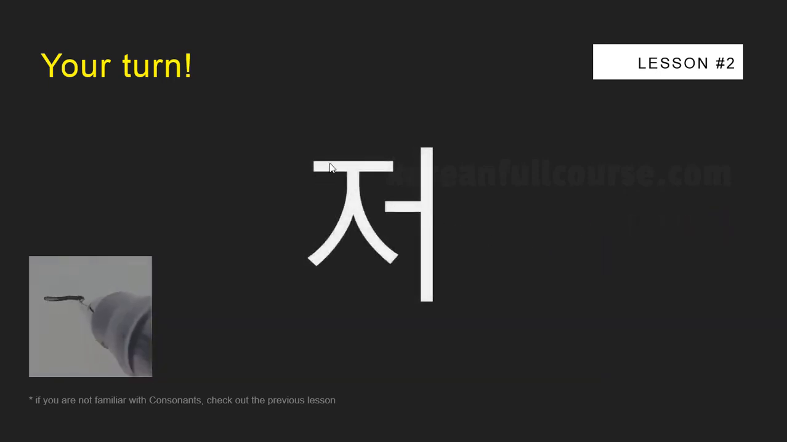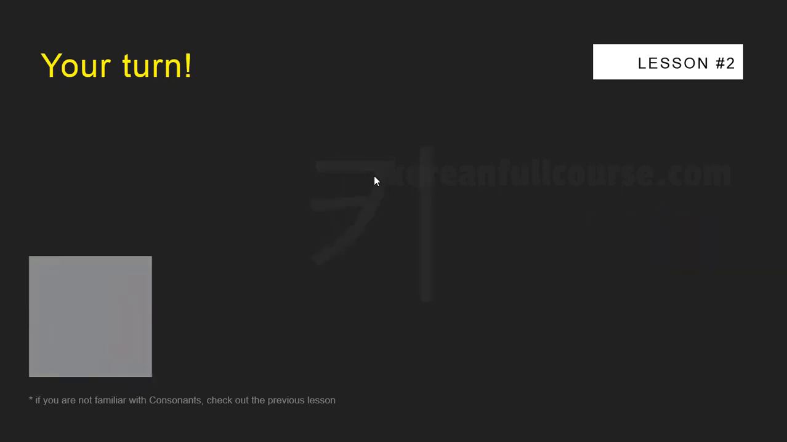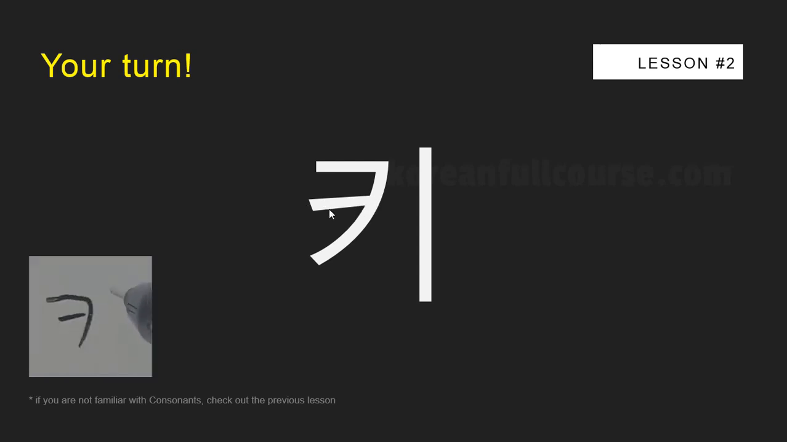The next one is cho. Next is, do you remember this consonant? It looks like the first letter in the Korean alphabet, k, but with the extra horizontal stroke over here. It also sounds similar to k. So this is ki, not ki, but ki, okay?